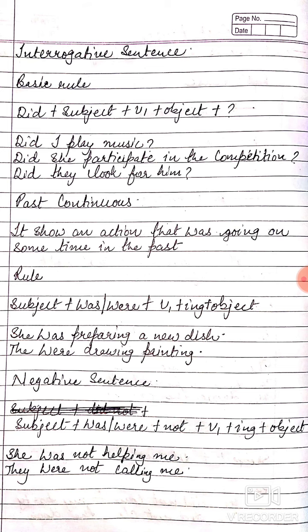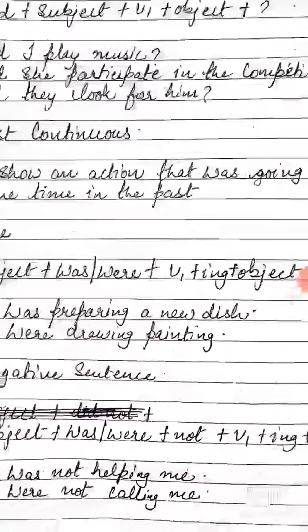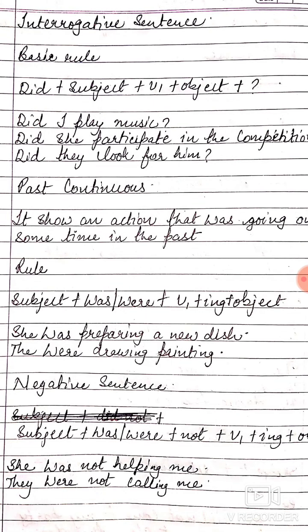Subject plus was/were plus not plus first form of verb plus ing plus object. So look at the sentence examples we have. She was not helping me. It's a negative sentence. We have simply introduced not in it. Okay, now look at the second example.